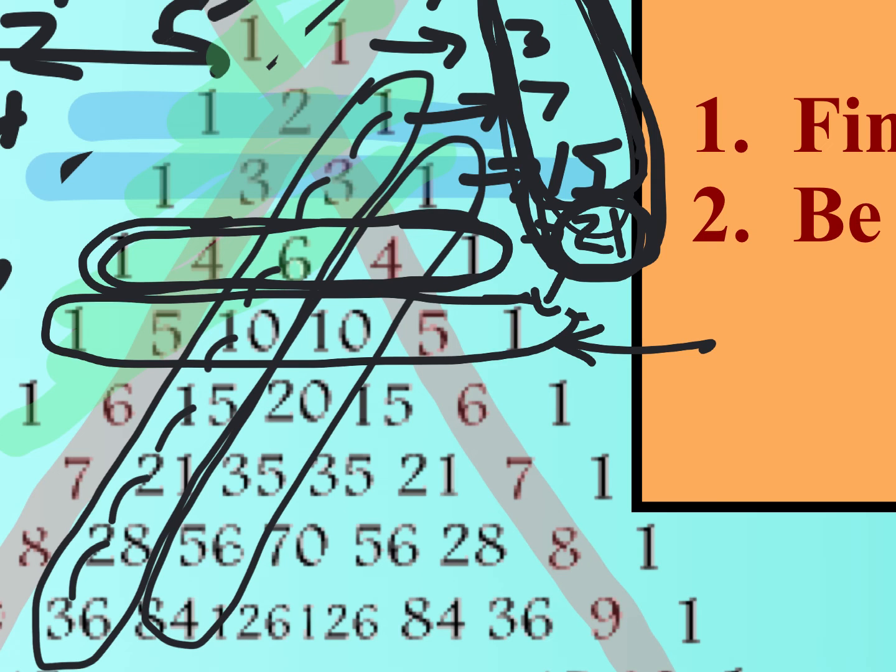I'll highlight them in blue. There's patterns everywhere in this thing. That's what makes this cool, is not just that it's a triangle of numbers. It's that there's so many patterns built into it. Anybody see the pattern with 1, 4, 10, 20, 35?